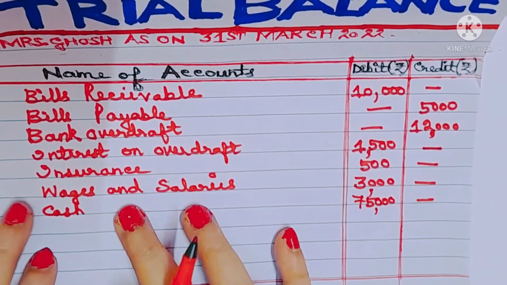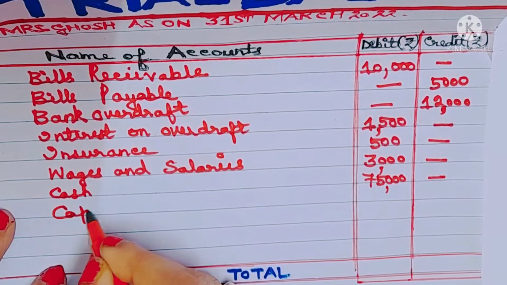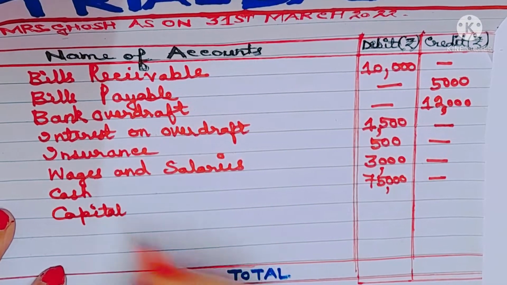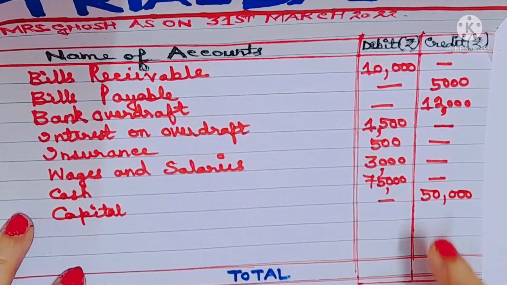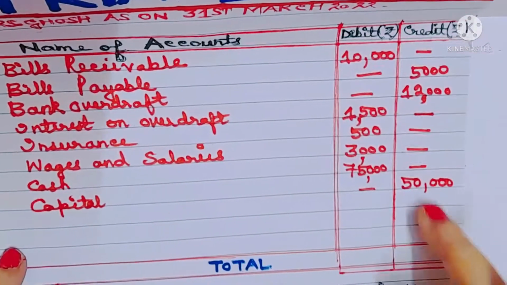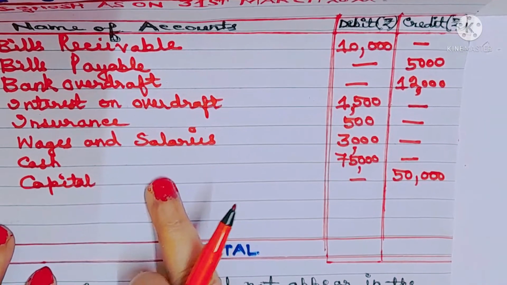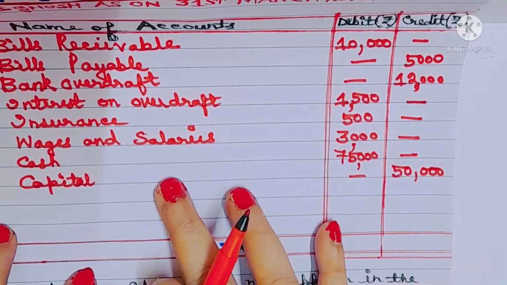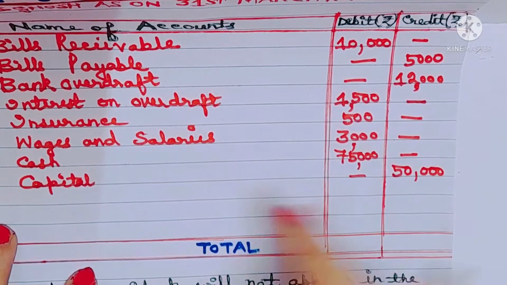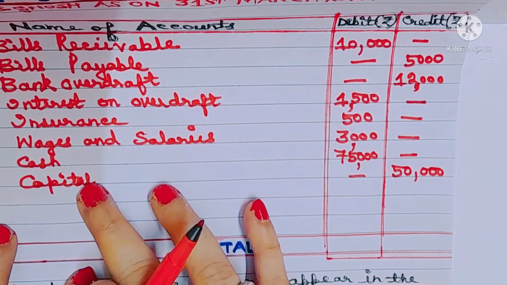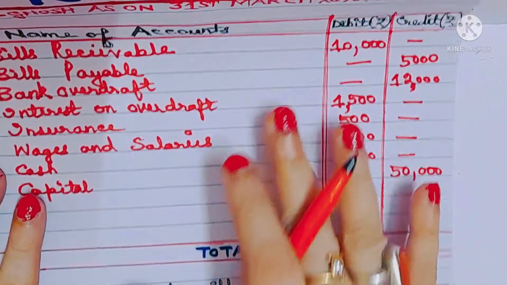So let's see the next account. Capital account 50,000. Let's write capital 50,000. Capital is a credit balance. That is the reason we have written 50,000 in the credit column. But why capital is a credit balance? Because capital falls under personal account. According to personal account, the giver of the benefit is credit. Here, the proprietor is the giver of capital. So, capital account will be credited. Understood? So, let's see the next account.